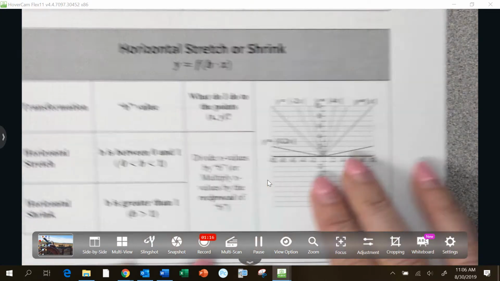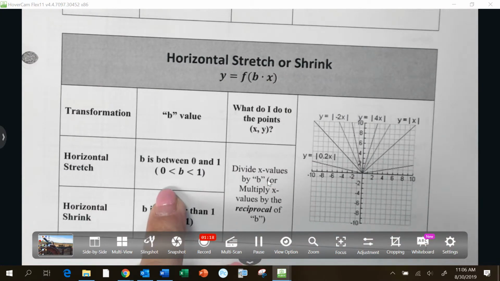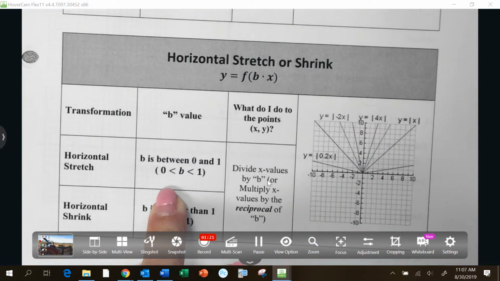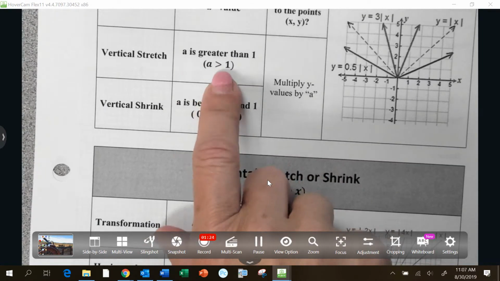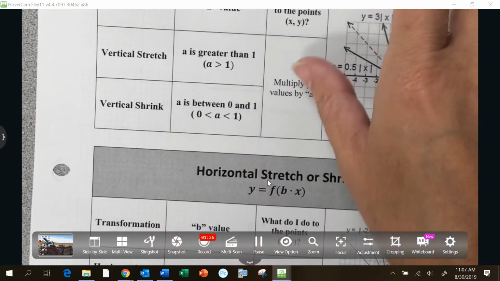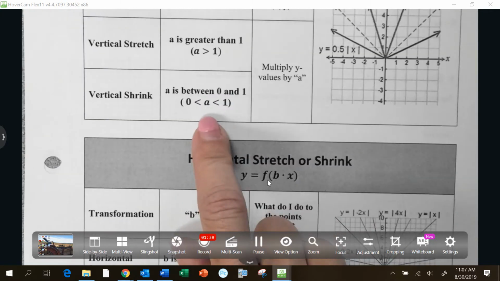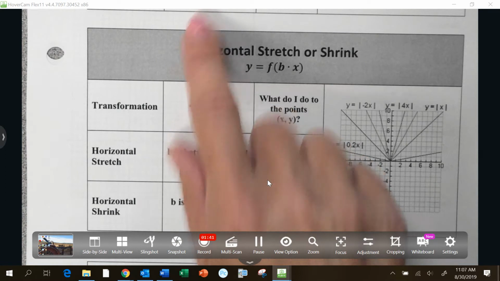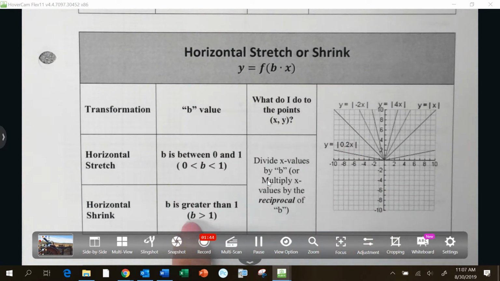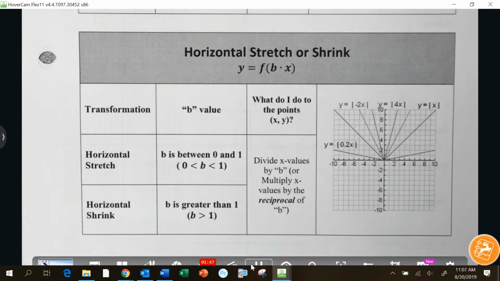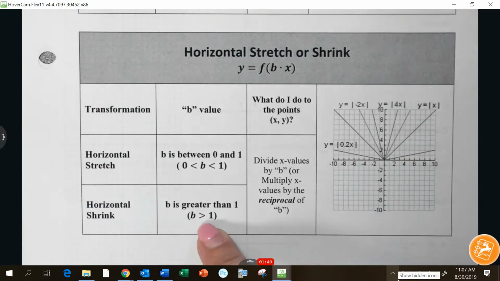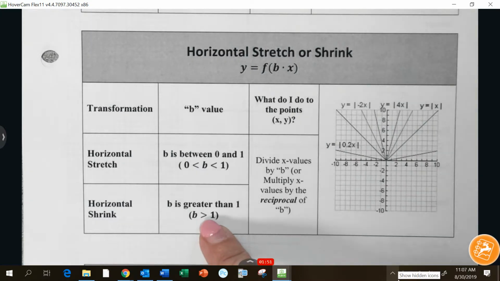Horizontal shrink. The thing that's weird though is, horizontal is always opposite. So for a vertical stretch, it's a number greater than 1. For a horizontal stretch, it's a number between 0 and 1, because horizontal is always opposite and makes everything difficult. For a vertical shrink, if we have a number between 0 and 1, a horizontal shrink is greater than 1. If it's a bigger number, it's actually a horizontal shrink.